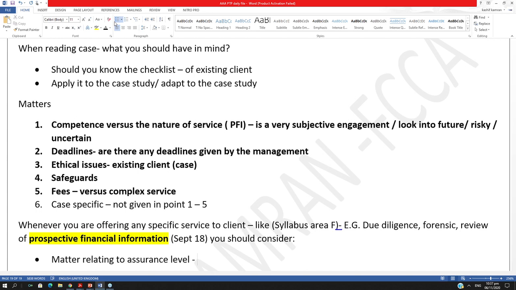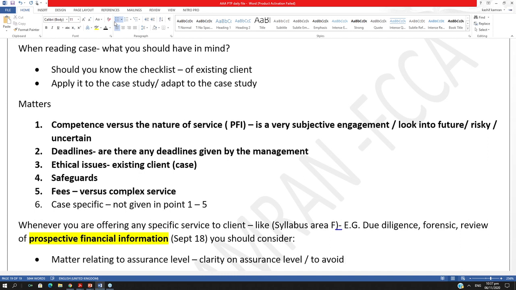Do you believe that the audit firm should discuss a matter relating to the assurance level? Should they get clarity on the assurance level from the management to avoid any misunderstandings? Can there be a misunderstanding that the management believes a review of a prospective financial information is a reasonable assurance, just like audit? So is it better that you inform the client when you're accepting it that this is not a reasonable assurance, it is only a moderate assurance? I hope you know the PFI is a moderate assurance, right?